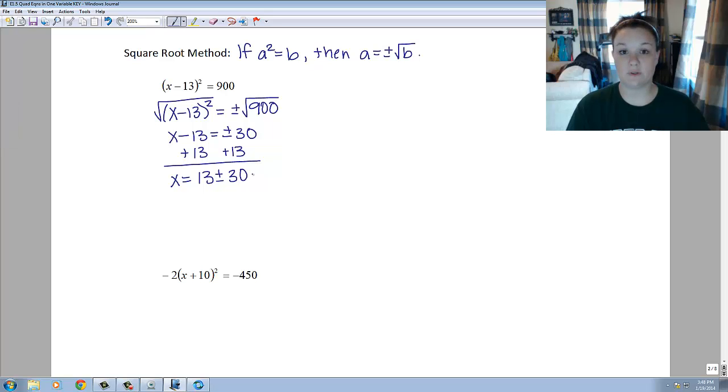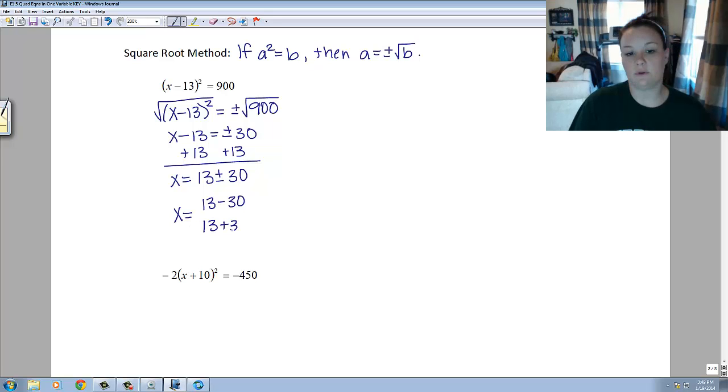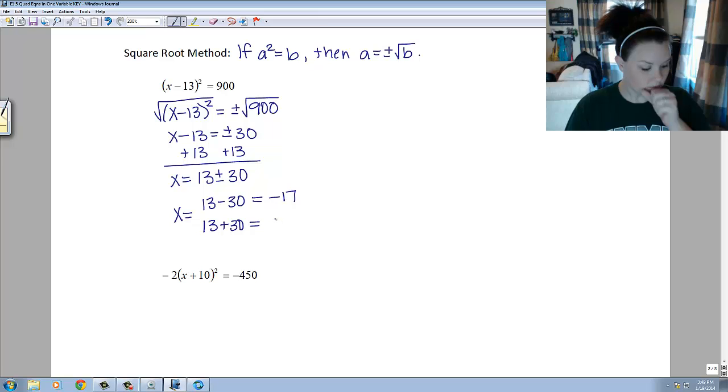So I'm going to do x is equal to 13 minus 30, and I need to do 13 plus 30. Okay, so if I do 13 minus 30, I'm going to get negative 17. If I do 13 plus 30, I get positive 43. So here my solution set would be negative 17 and positive 43.